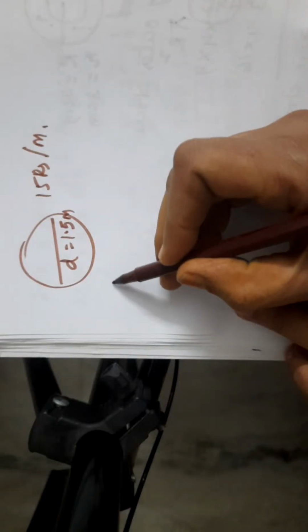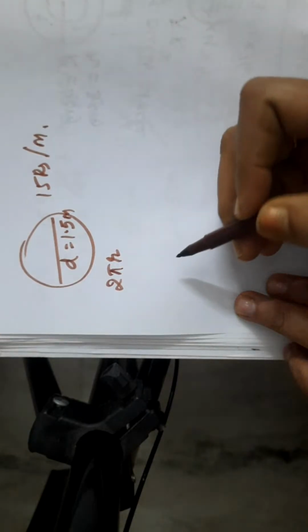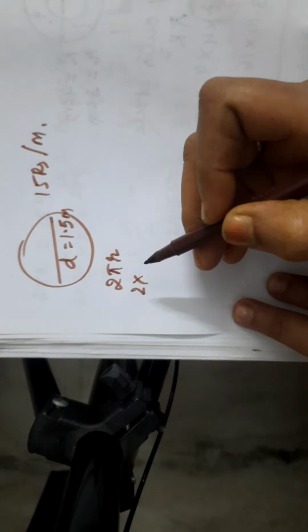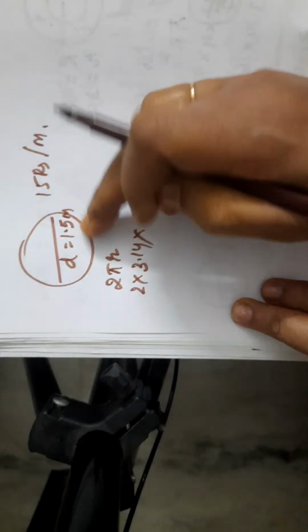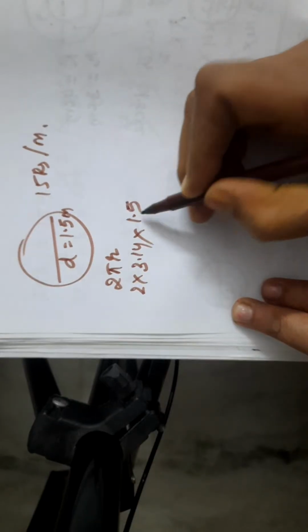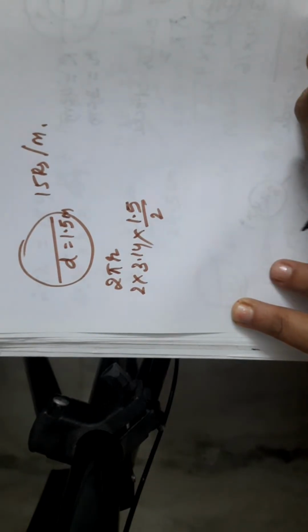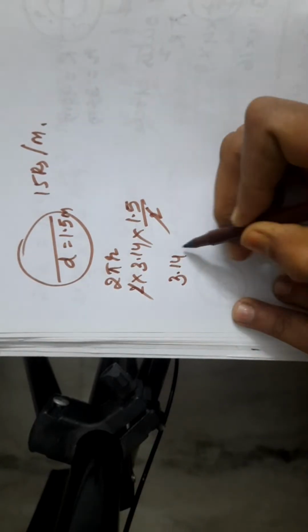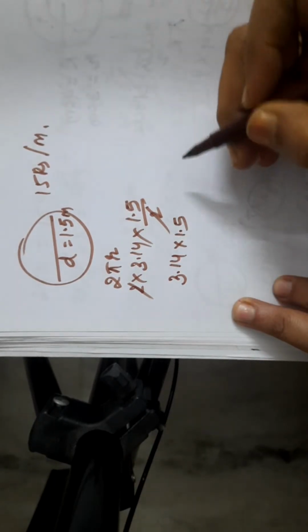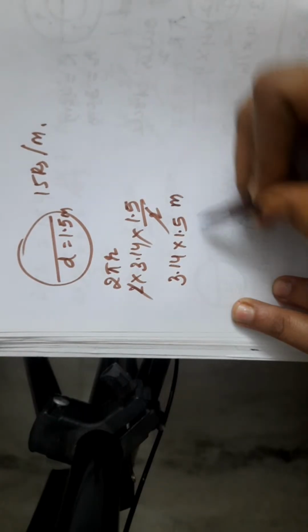So circumference is 2 pi r, 2 multiplied by pi, which is given as 3.14, and radius we will take 1.5 by 2 as they're in fraction. Now cancel them out. So the final answer is 3.14 multiplied by 1.5 meter.